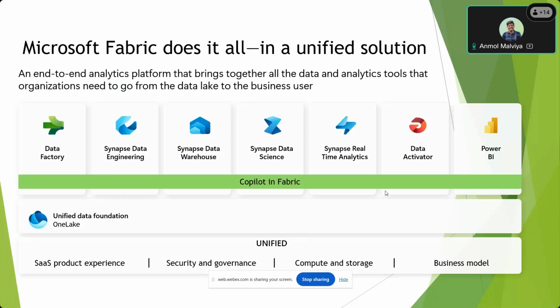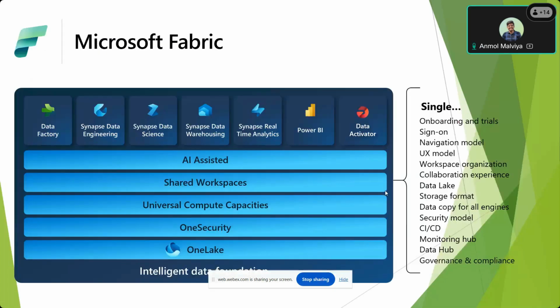So the data will reside there only and we can use it at various places, so only one copy of data will be needed. And this will provide a unified experience, such as a software as a service product experience. It will provide you security and governance. It will also be helpful for compute and storage, and it will also make the business model effective. So this is the basic overview of Microsoft Fabric.